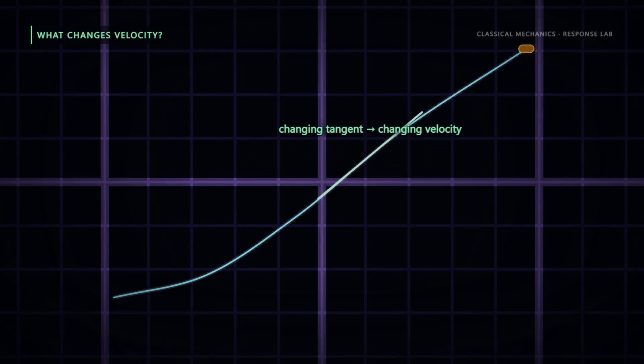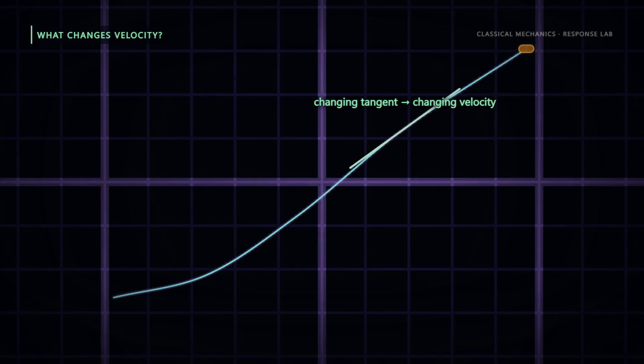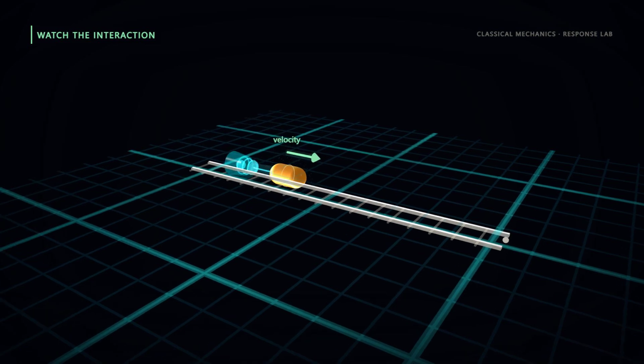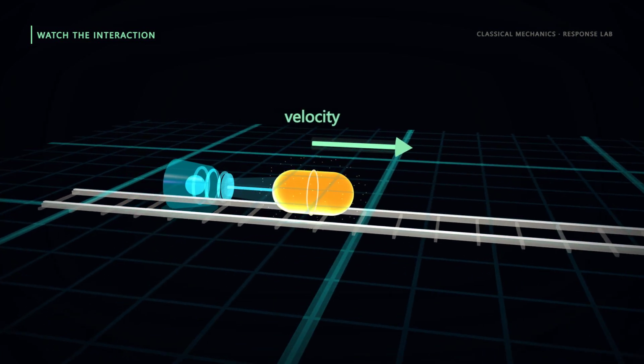But that description leaves a new question. What makes the change happen? Reset the laboratory. Let one amber capsule glide along a nearly frictionless track and bring a cyan pusher toward it. The pusher touches the capsule, compresses slightly, and the capsule's velocity begins to change.